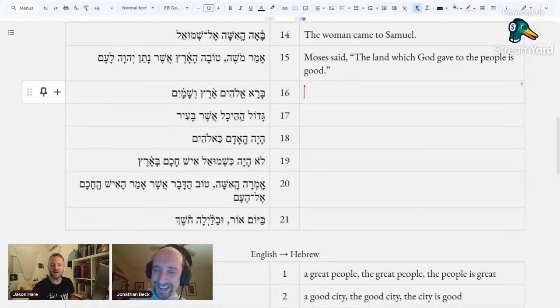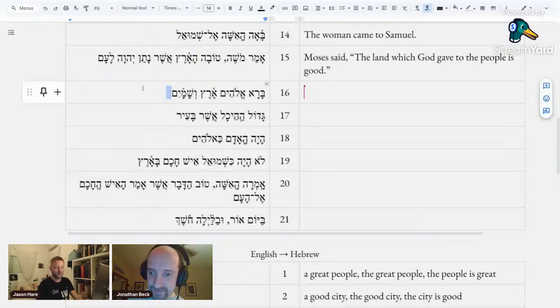Number 16. Bara Elohim et ha'aretz v'et hashamayim. Don't you feel the same thing about this? That you see that pausal form right there, shamayim, and you don't see the sof pasuk. Where is it? Give me my Hebrew keyboard.